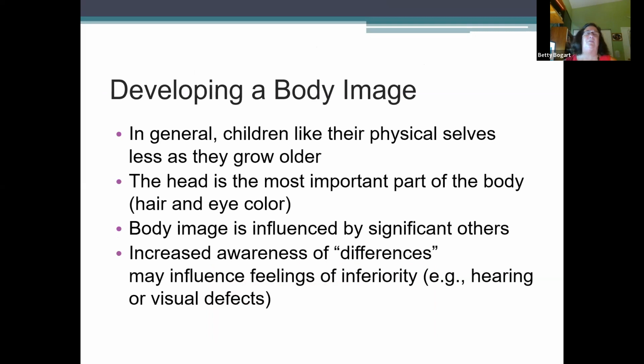As I keep saying, it's body image. They're starting to learn what it is. They're not in hate like adolescents are yet with their body, but they're starting to learn that they are different. The hair and the eyes are probably the most looked at, but they're also looking at differences: children who are shorter, taller, heavier, skinnier. They're starting to see if they have hearing aids, glasses, braces. They're starting to notice these things.